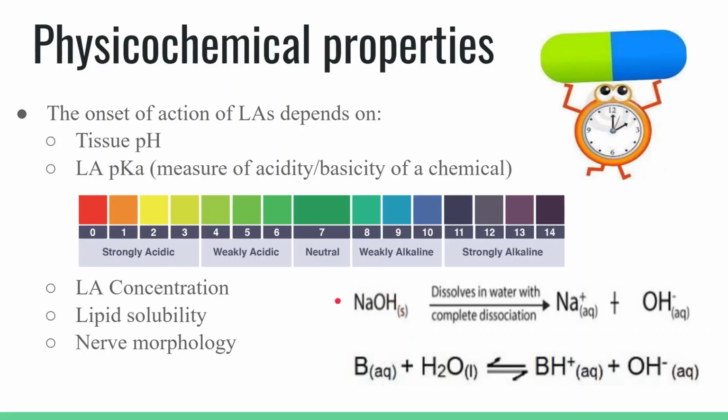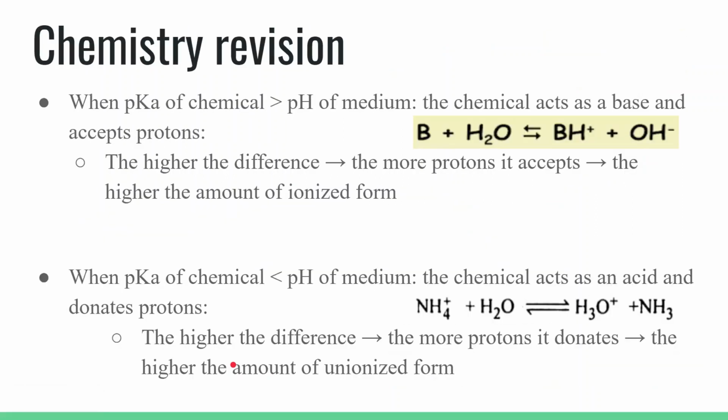Okay? Now, there's other factors that influence the onset of action. These include things like the local anesthetic concentration, lipid solubility, nerve morphology. We're going to look at these two later on. This nerve morphology, we're not going to touch on it in this lecture. Okay? So let's continue. Let's do some chemistry revision.